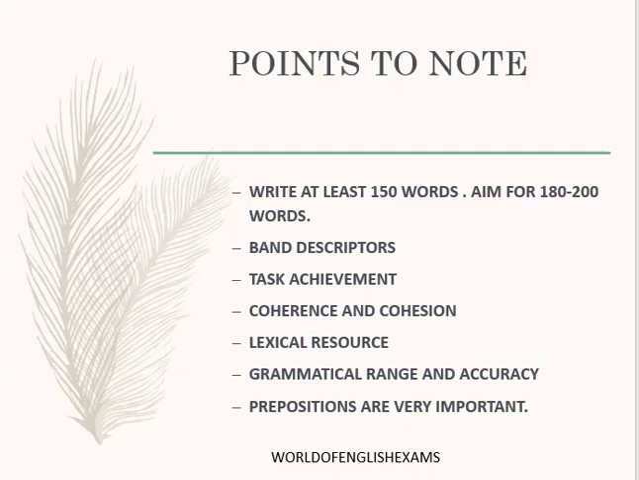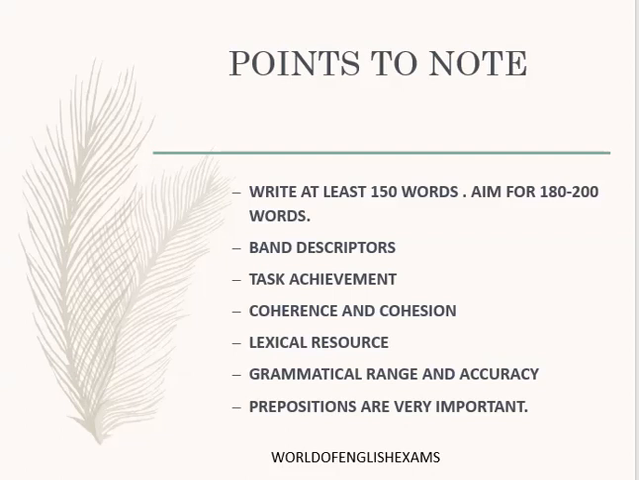Then the band descriptors. These are the factors on the basis of which your score will be given. There are 4 band descriptors which are of equal significance. They give 25% of the score for the writing task. The first one is called task achievement, which is nothing but your ability to fulfill the requirements of the task and answer the question completely without deviating from the central theme. That is called task achievement.